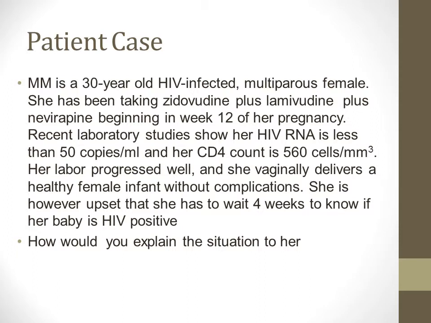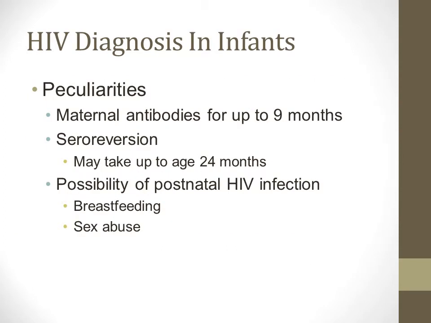So we move on to a patient case about this lady, 30-year-old, HIV infected, multiparous female, who just had a baby. She has been taking zidovudine plus lamivudine and nevirapine since week 12 of her pregnancy. Her current labs show an RNA of 50 and CD4 of 560. Her labor went well. She delivered vaginally, and she's upset that she has to wait 4 weeks to know if her baby is HIV positive. How would you explain the situation to her?